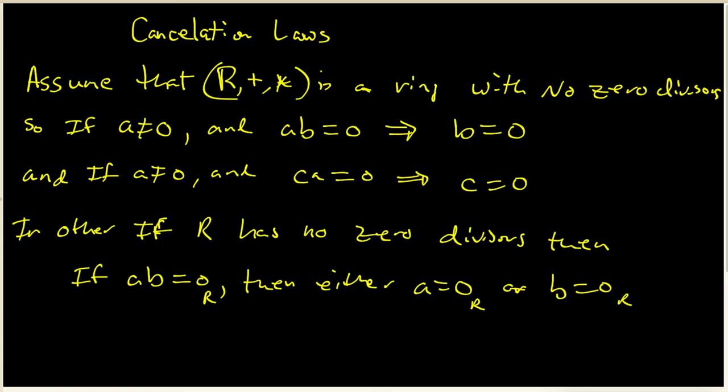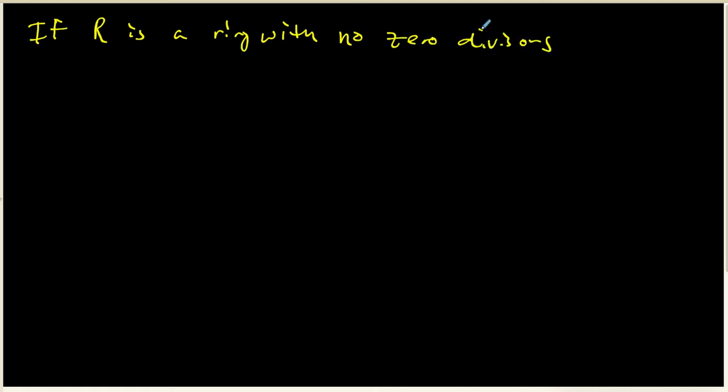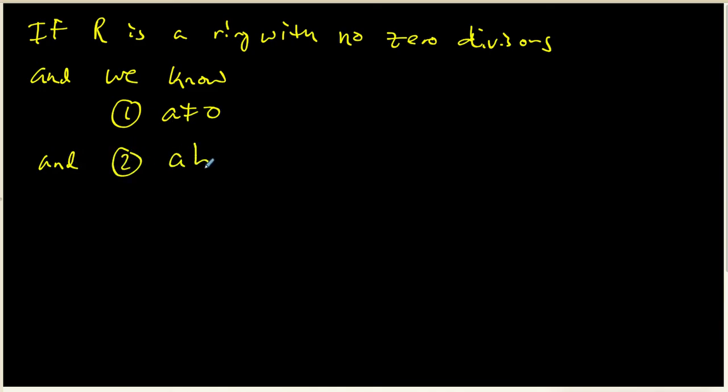So in other words, what we want to do now is, if R is a ring with no zero divisors, and we know two things. We know that A is not equal to 0, and we know that A times B is equal to A times C. Then what else can we say?